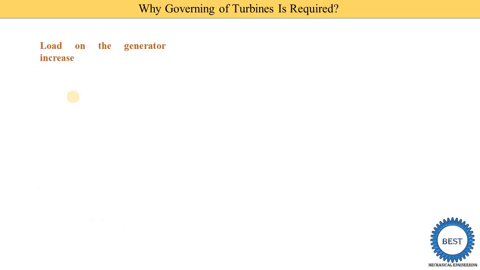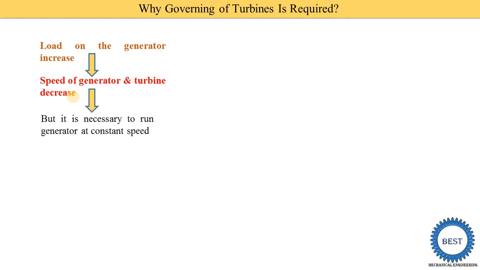Now we repeat again: the load on the generator is increased. How is the load on the generator increased? When we start different electrical appliances at our home, the load on the power plant is increased. Then the speed of the generator and turbine changes, and we need to maintain the speed of the turbine and generator constant. So how are we able to maintain the speed constant? It is necessary to run the generator at constant speed because we need to maintain the frequency.